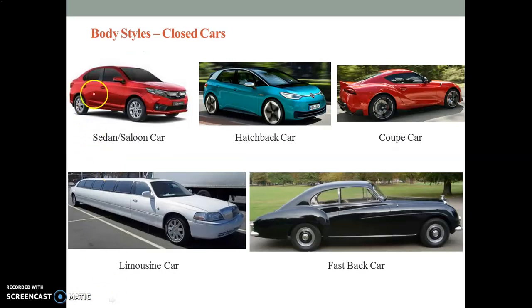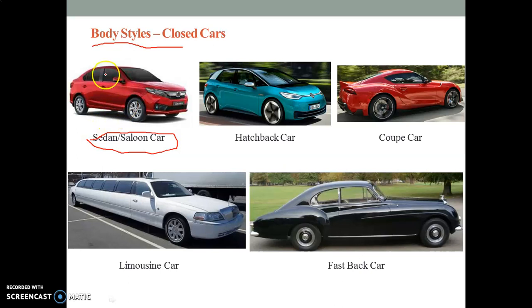So let's discuss the various styles of the body. Generally there are three types of car bodies: one is closed body, then open body, and some special styles. In closed cars, the first type is the sedan car or saloon car. Generally these cars have four doors, a single compartment with two rows of seats and a fixed roof which is at full height up to the rear windows.